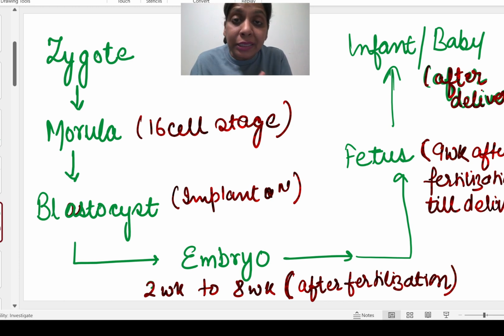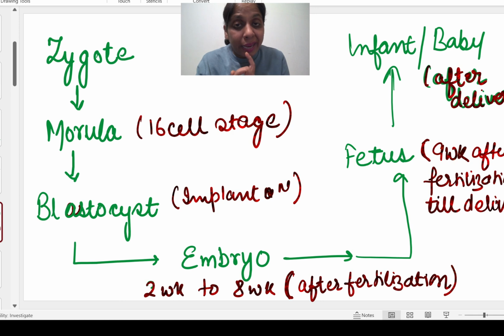So a fetus is after 8 weeks, or the beginning of the 9th week, up till delivery. Fetus stage is the stage which is after 9 weeks up till delivery. Then comes infant or baby after delivery. After delivery, the same fetus is known as infant or baby.